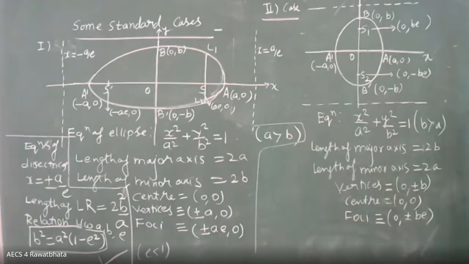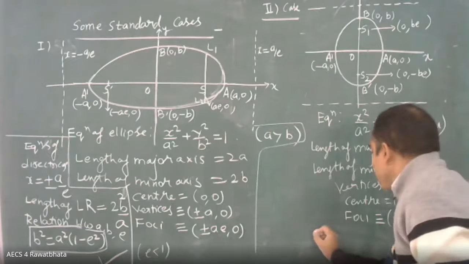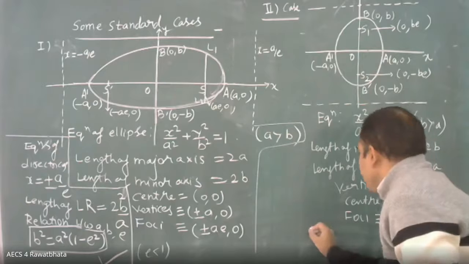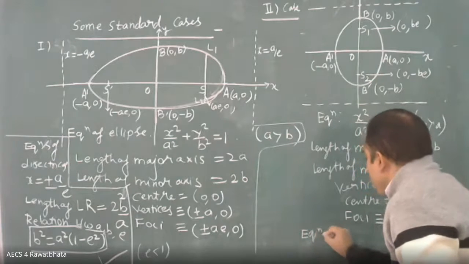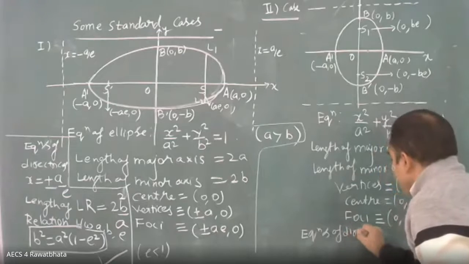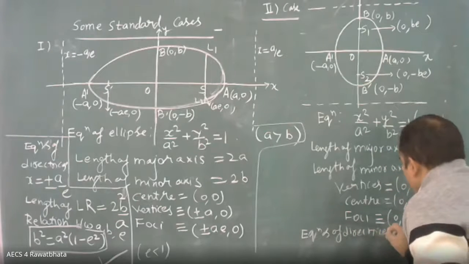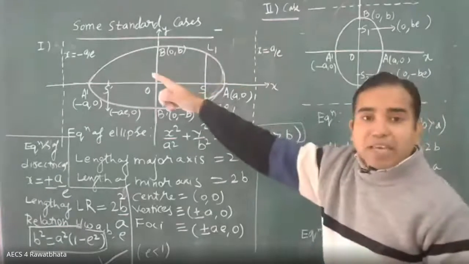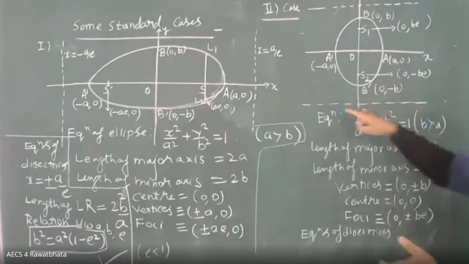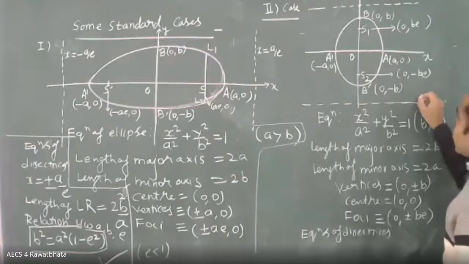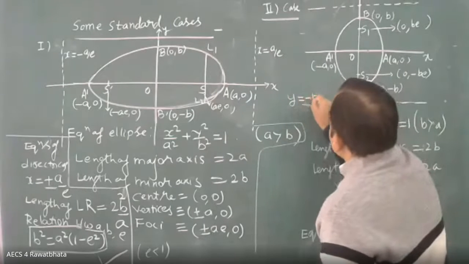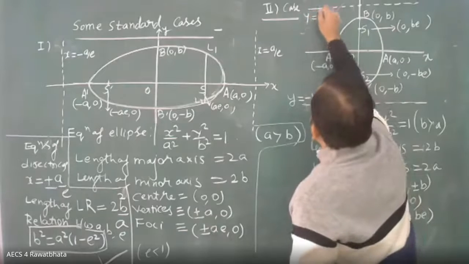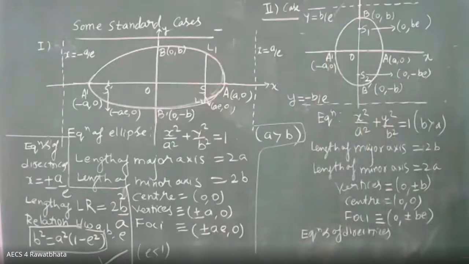Fine. Then one more thing, the equations of directrices. What should be the equation of the directrices? In the first case, they were x equal to a upon e and x equal to minus a upon e. So in the second case, this is a line parallel to the x-axis, so its equation should be y equal to minus b upon e and y equal to b upon e. So the equations of directrices are y equal to plus minus b upon e.